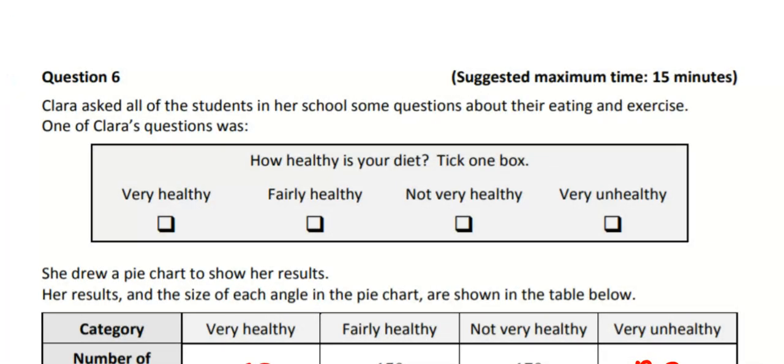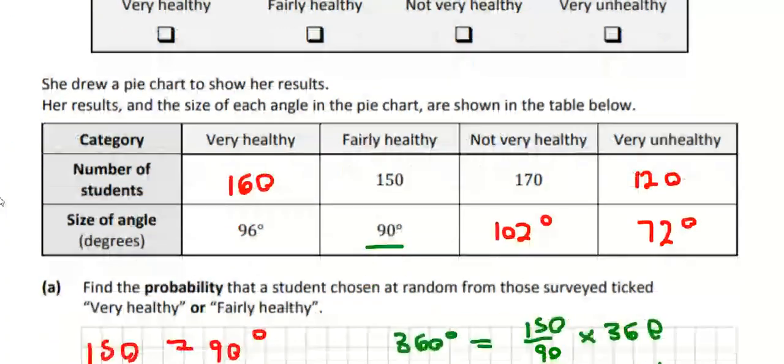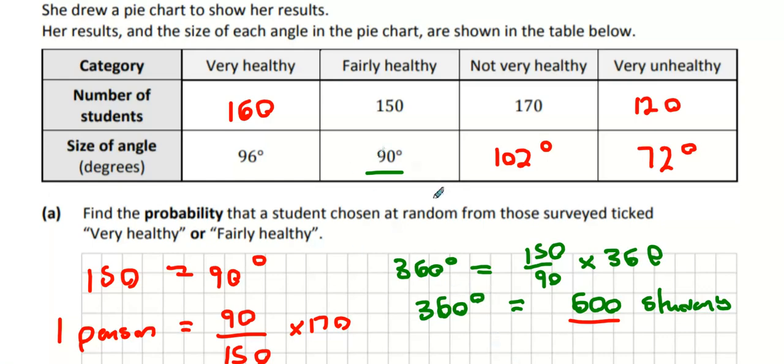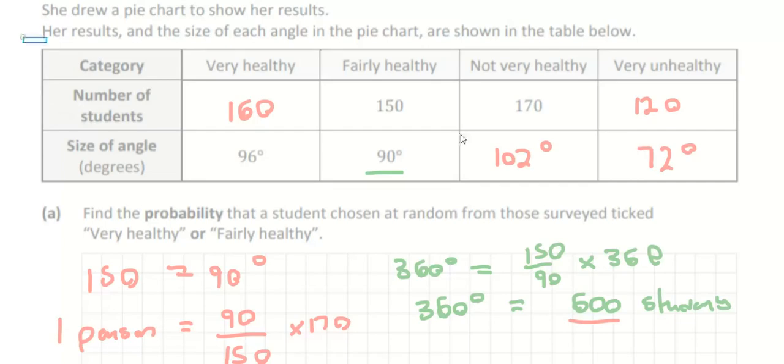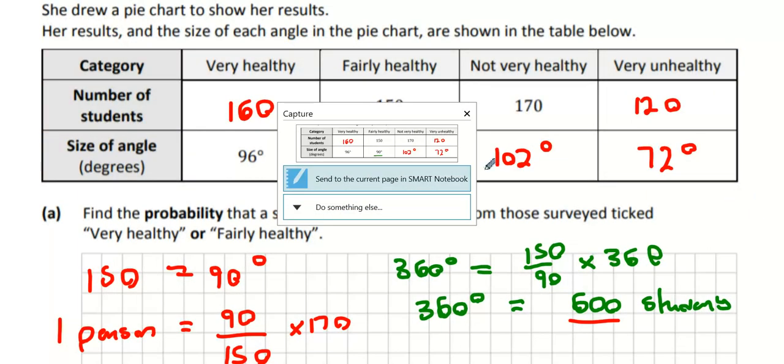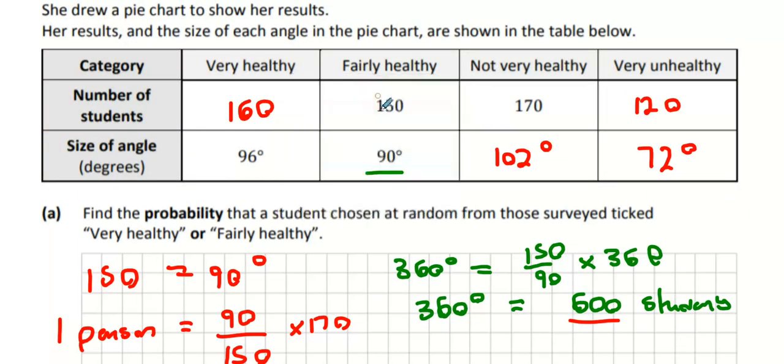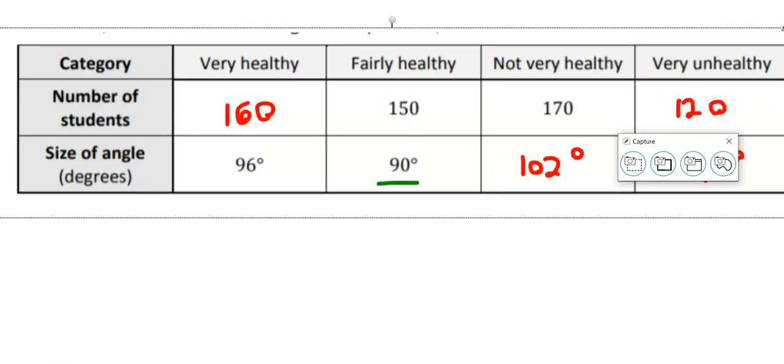Okay, I think the next thing we're going to have to do is draw this Venn diagram. So what we're going to do is copy and paste these numbers here because we're going to need them. Make it a bit smaller.